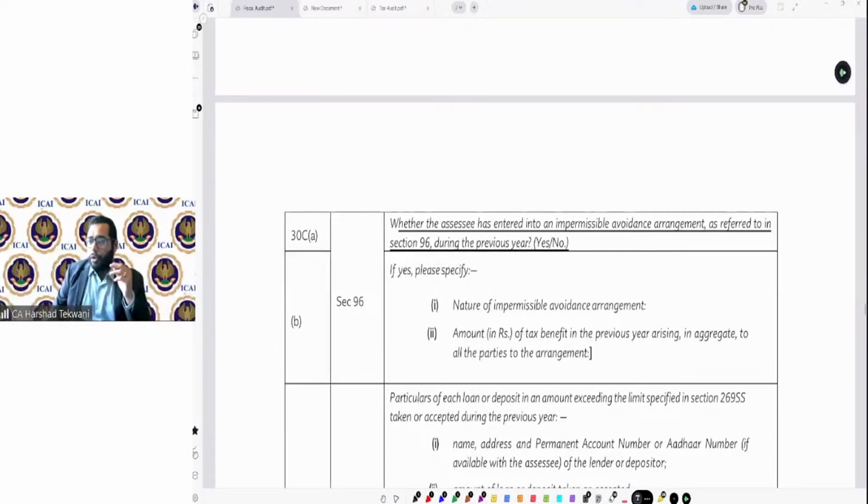If any agreement is entered into after 1st April 2017, the provisions of GAAR are applicable, and accordingly those agreements are required to be examined. If that agreement is an impermissible avoidance agreement as per section 96, there are 4 tests prescribed in section 96, guys. You need to perform those 4 tests, and if it falls under the category of impermissible avoidance agreement, then you need to specify the nature of the avoidance agreement and the amount of tax benefit in the previous year arising in aggregate to all the parties to the arrangement.